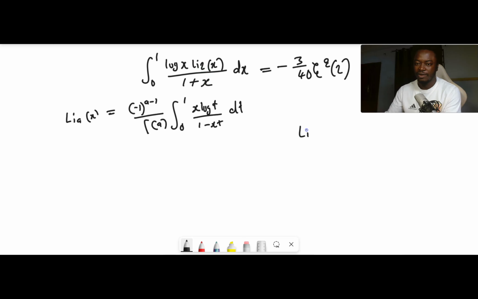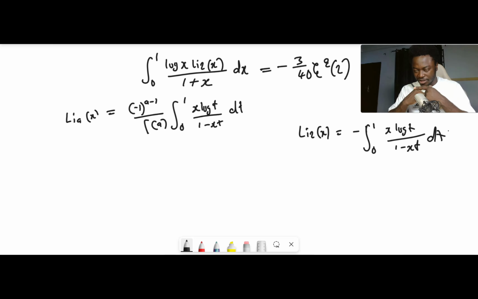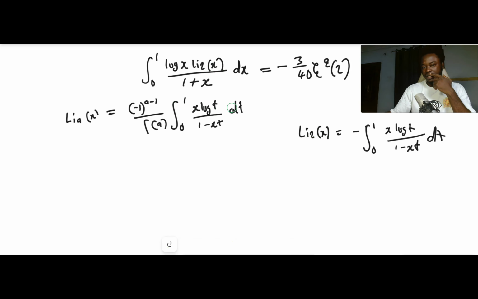So basically the dilogarithm of x would be equal to, here a would be 2, so you would have negative times the integral from 0 to 1 of x log t all divided by 1 minus xt dt. So this will be the integral representation of the dilogarithm. And also, if we have a trilogarithm, we'll be using the integral representation of the trilogarithm, but here now we have a dilogarithm, and the task now is to solve this beautiful integral.